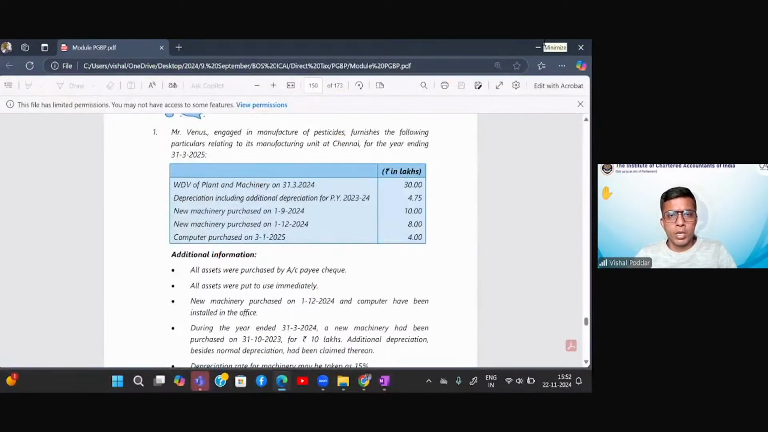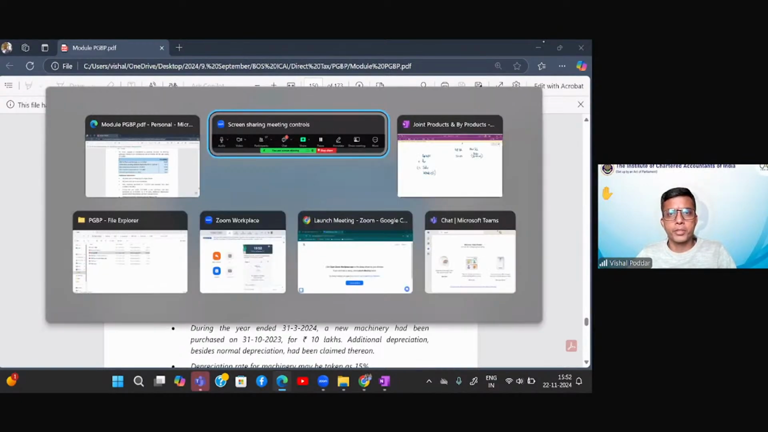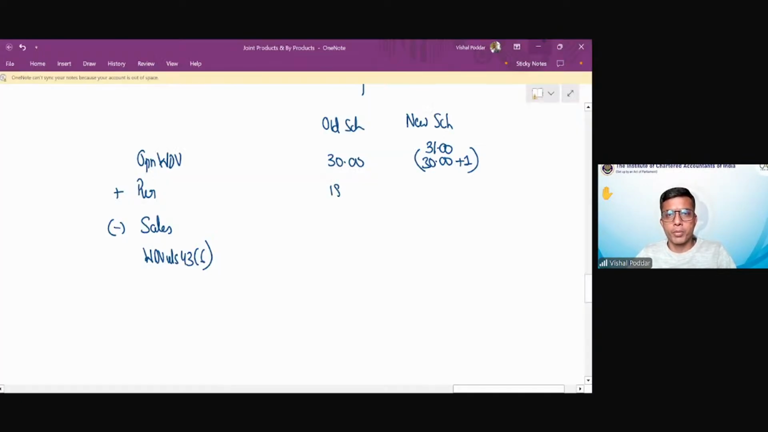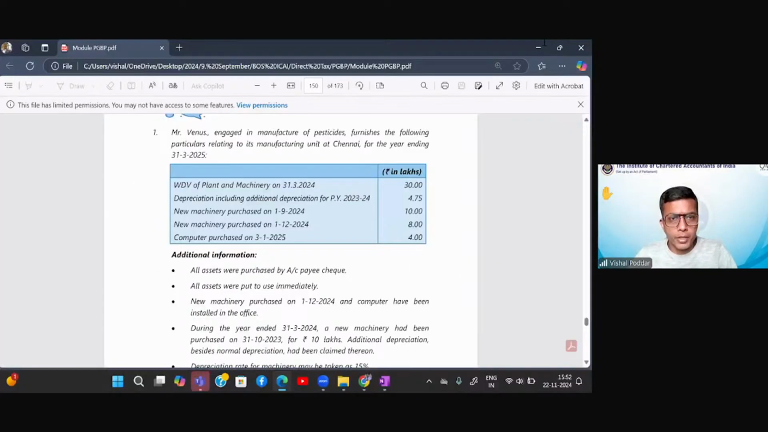Now, 2 new machines are purchased during the year of 18 lakh rupees. And I think there is no sale.